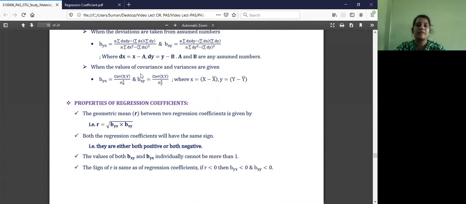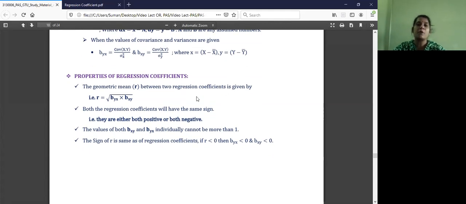And the last is when the values of covariance and variance are given. For example, we are given the covariance and variance. So the regression coefficient byx is equal to covariance of x comma y divided by sigma x whole square, and bxy is equal to covariance of x comma y divided by sigma y whole square, where x is equal to x minus x bar and y is equal to y minus y bar.